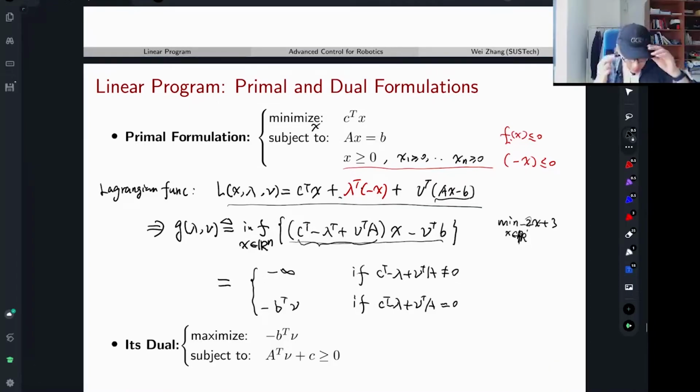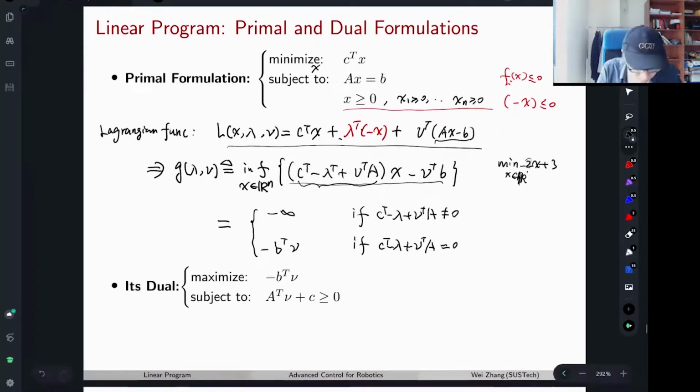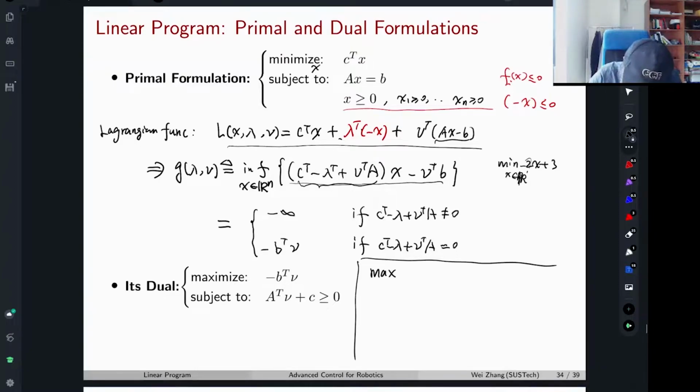All right, so that's the function. Some part of the function is negative infinity, and some part has a value. Okay, so now we need to maximize. For the dual problem, we need to maximize over feasible lambda. Lambda has to be bigger or equal to 0.